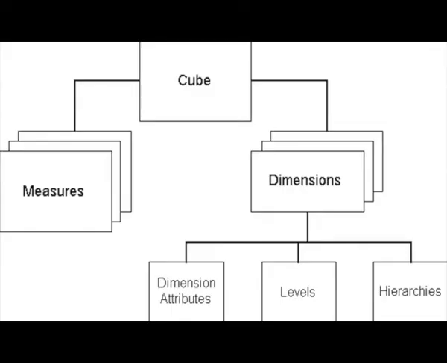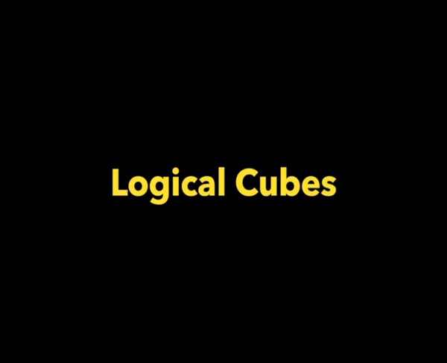Here we can see the logical multidimensional data model diagram. The cube is divided into two types, where it has two attributes. One is measures and the other is dimensions, where the dimensions have three different attributes such as dimension attributes, levels and hierarchies. First, let us see what logical cubes are.